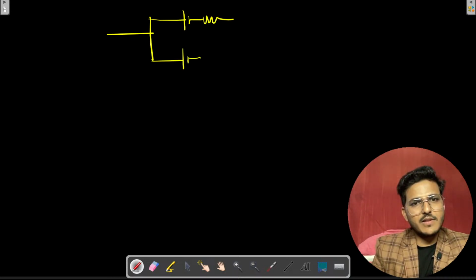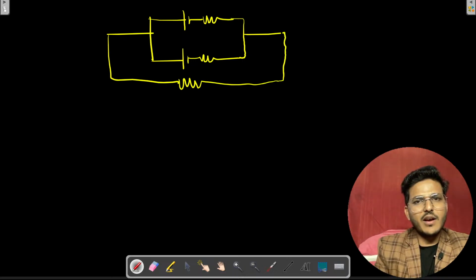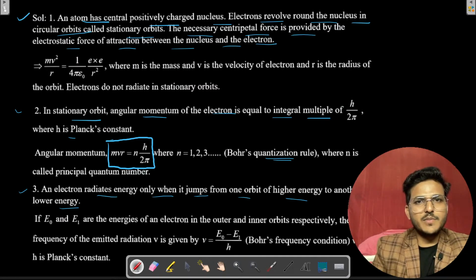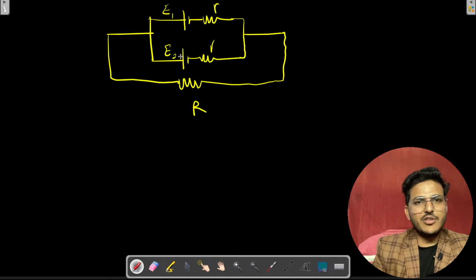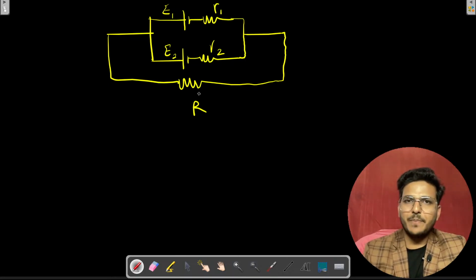Let's draw. I have two cells connected in parallel. Also, I have an external resistance R. Here E1, E2 and R1, R2. In parallel combination, as you know, the potential difference will be the same. That means across this resistance it will be the same.